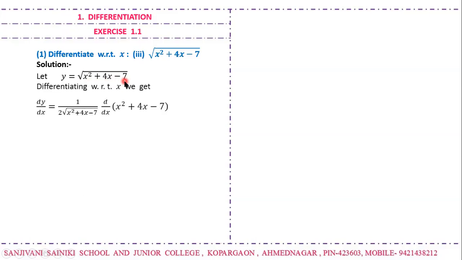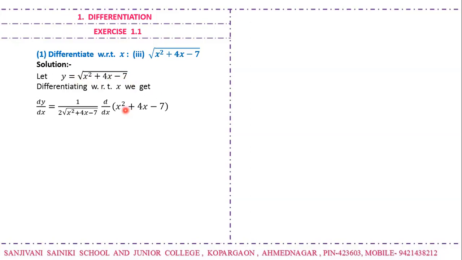Now we know how to differentiate root x, but here there is a composite function, root of x square plus 4x minus 7. So we will treat this x square plus 4x minus 7 as f of x. So it becomes y is equal to root f of x. We know how to find the derivative of root f of x. It is 1 upon 2 root f of x into f dash of x, meaning the derivative of that f of x.